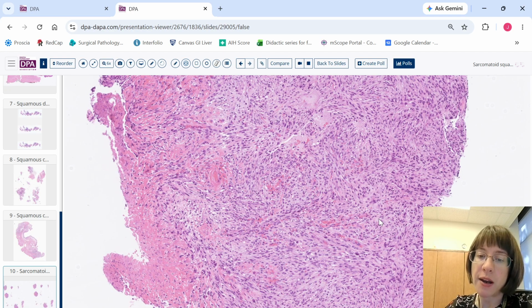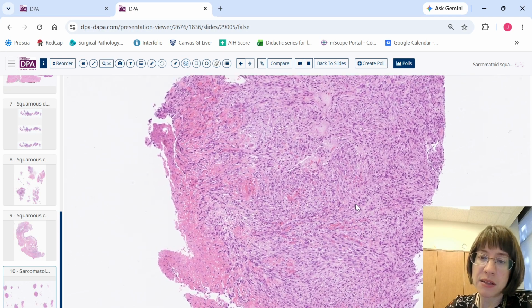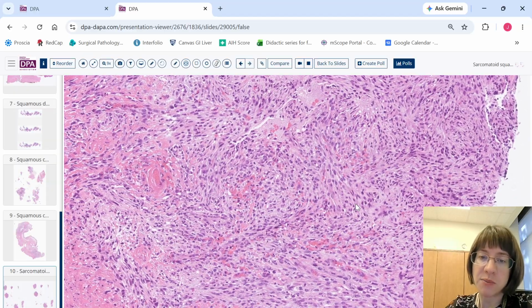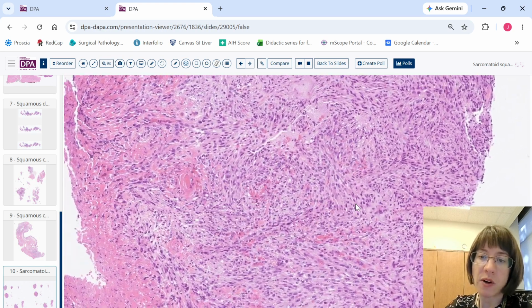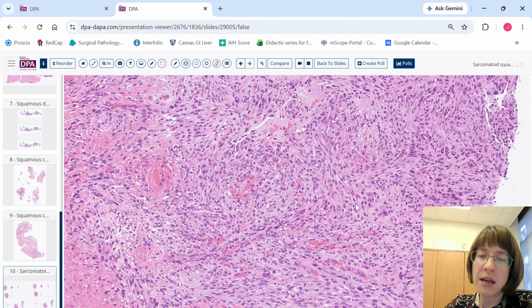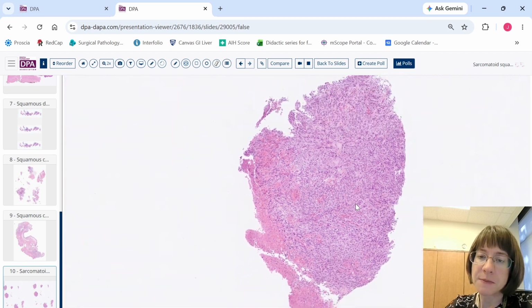becomes dedifferentiated. So in this case, I did some stains, and this spindle cell proliferation did turn out to have patchy positive labeling for CK56, which is a type of cytokeratin, as well as patchy labeling for squamous markers P40 and P63. So I ended up interpreting this as a sarcomatoid squamous cell carcinoma. So this is, again, not something I diagnosed on H&E alone. It's something that required some stains.